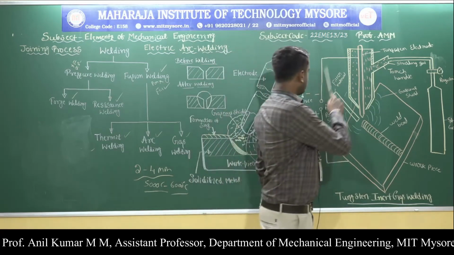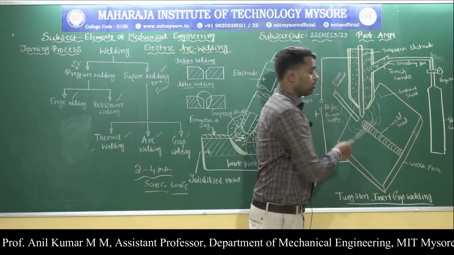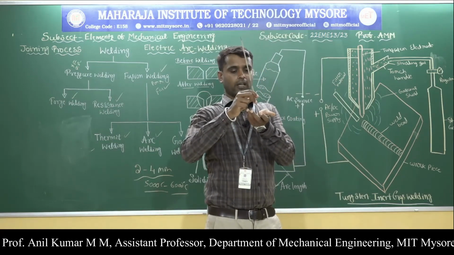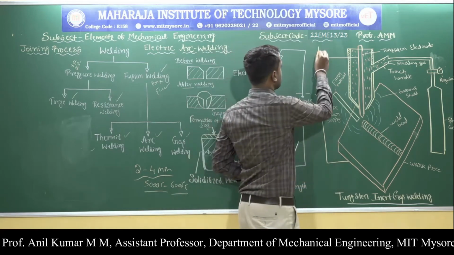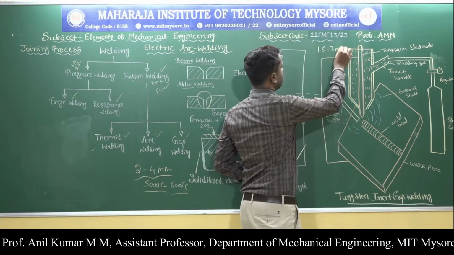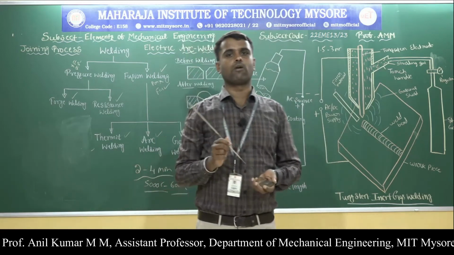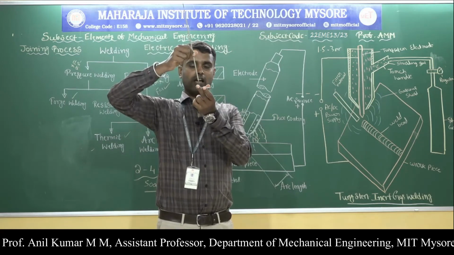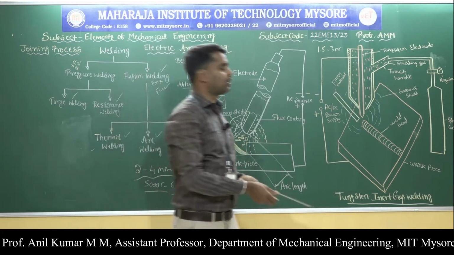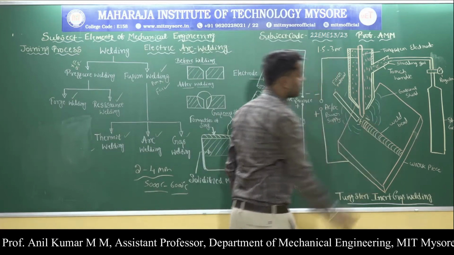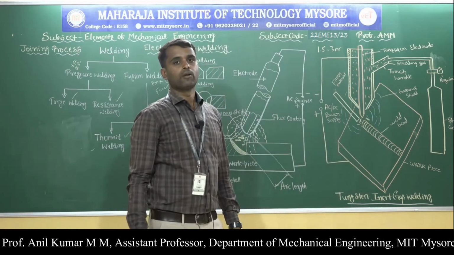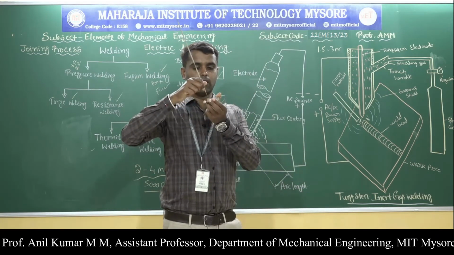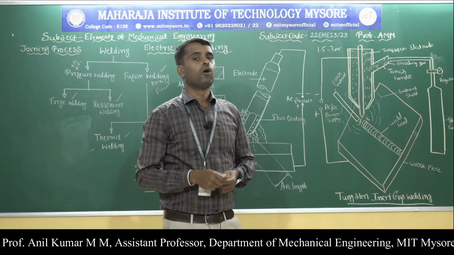When you supply the electric current, the electric arc is produced. Initially you have to touch the tip of the electrode to the workpiece surface and momentarily separate it by a small gap. That gap is around 1.5 to 3 mm. We have to maintain the gap between the electrode and the workpiece material at around 1.5 to 3 mm. When you separate it, the electric arc will be struck and stabilized in the gap between the electrode and the workpiece material.